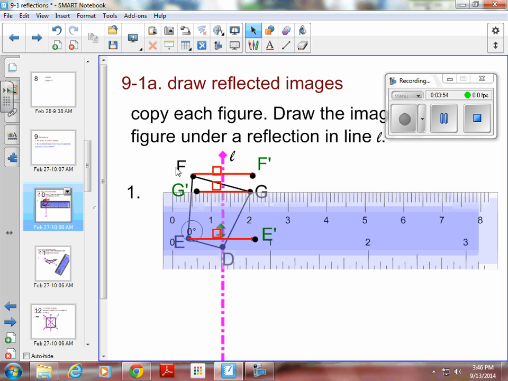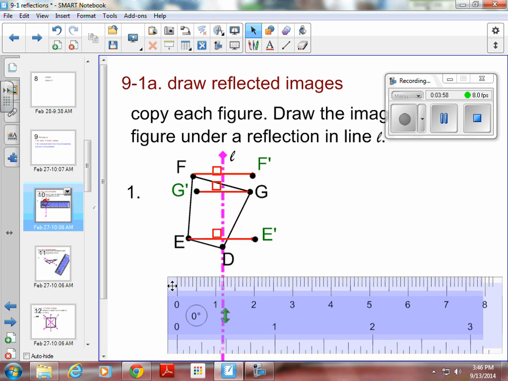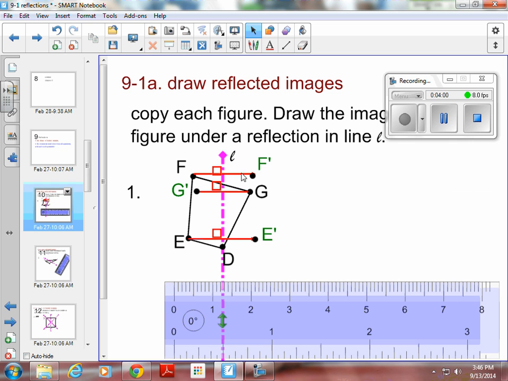Okay, so the black ones, F, G, D, and E, are all my pre-image, and the G prime, F prime, E prime, and now I need to do D prime. Well, I don't really need to do D prime because D is on the line, so it's its own reflection. So D kind of just is there twice. You could label it D and D prime, but you don't really need to.